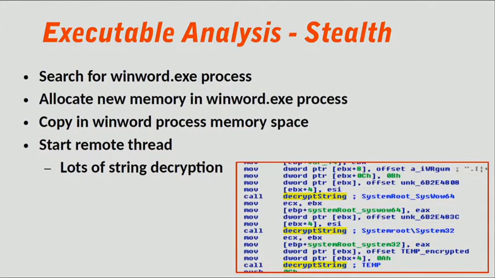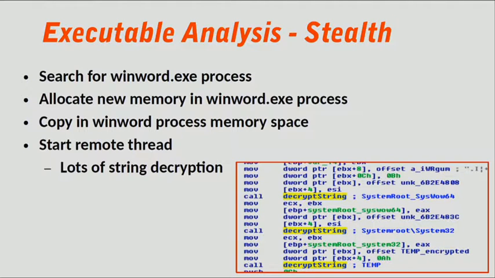Okay, so what does the executable do next? To be more stealthy, it searches for the Winword process. Remember that it was a document file, so most likely the Winword process should be running, which opens that document. So then it allocates new memory in the Winword process, copies itself into that process memory space, and starts a remote thread. That's pretty typical for malware.